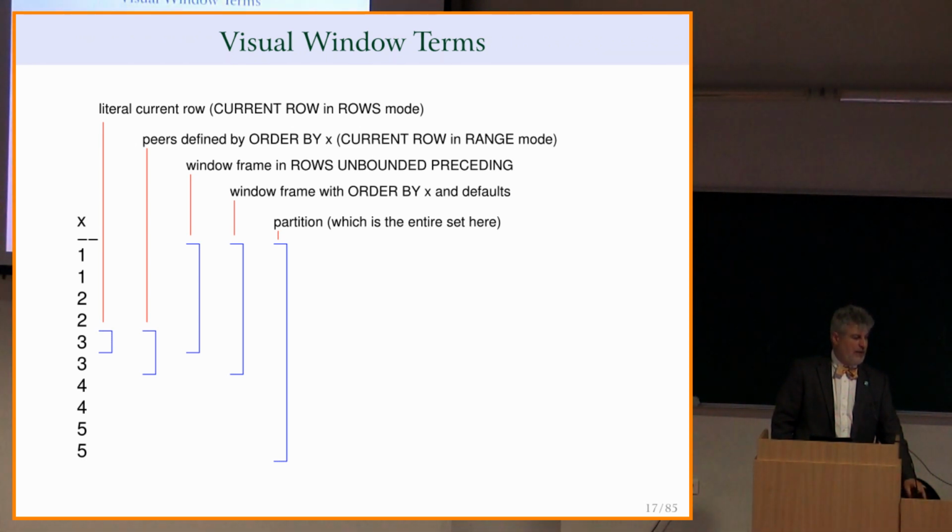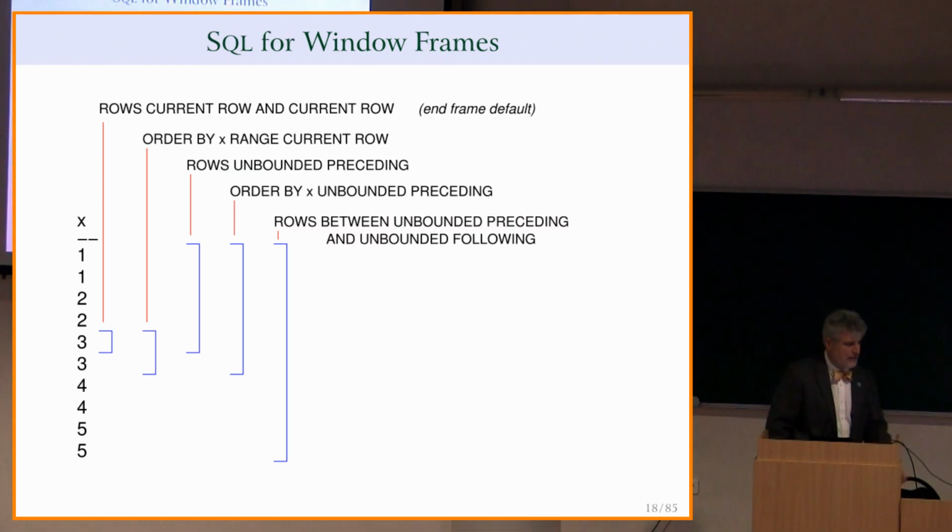If I define a window frame as rows unbounded preceding, it means this row all the way up to my current row because I'm in rows mode. If I do an order by, then it becomes my peers, and this is the entire partition. Okay, so to be more specific, rows current row to current row is actually just the current row.